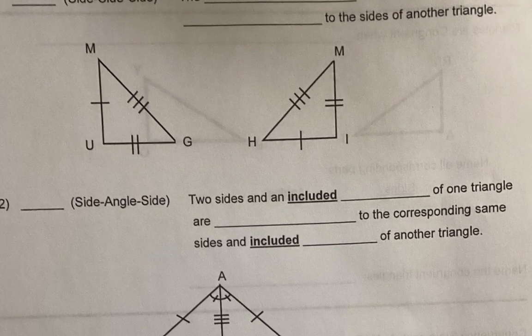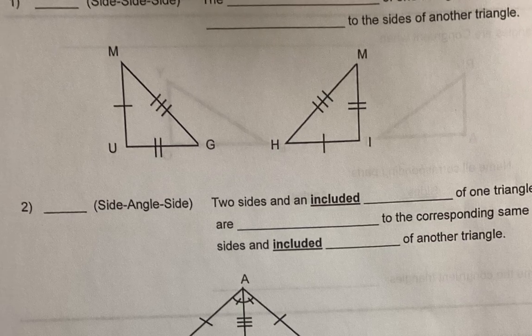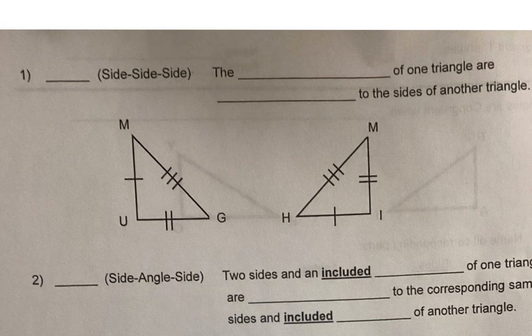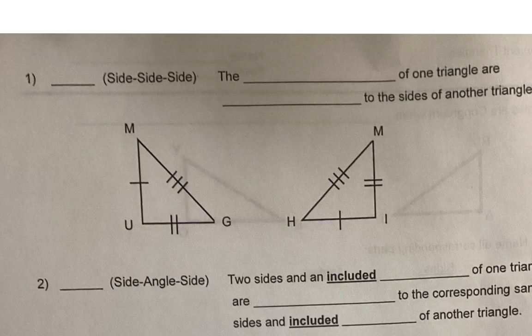All right, so SSS, I mean side, side, side, that's just abbreviated SSS. So again, the corresponding sides of one triangle should be congruent to the corresponding sides of another triangle. Okay, and you can see, even though this is rotated, I still want to find my corresponding sides, and then I can show that the 3 of them are congruent. I can show that both triangles are congruent. So this side, this side, this side are congruent. This side, this side, this side, and this side.